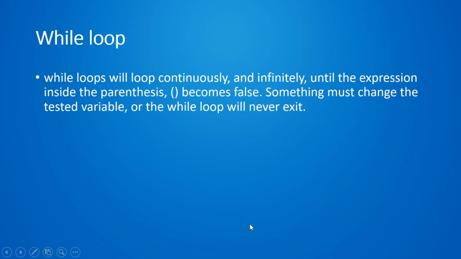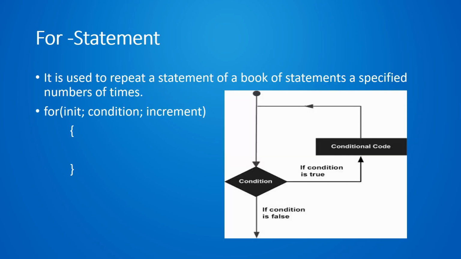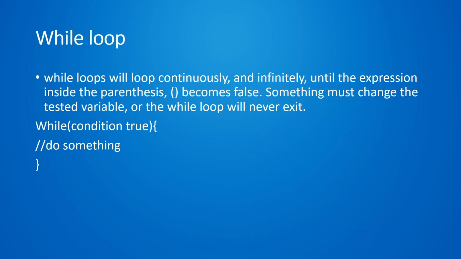or do something else. So a while loop continues infinitely until the expression inside the parentheses becomes false. Sometimes you must change the tested variable or the while loop will never exit. Basically it is described by this figure. You can see it looks something like this: while the condition is true, do something. You can see the syntax here.